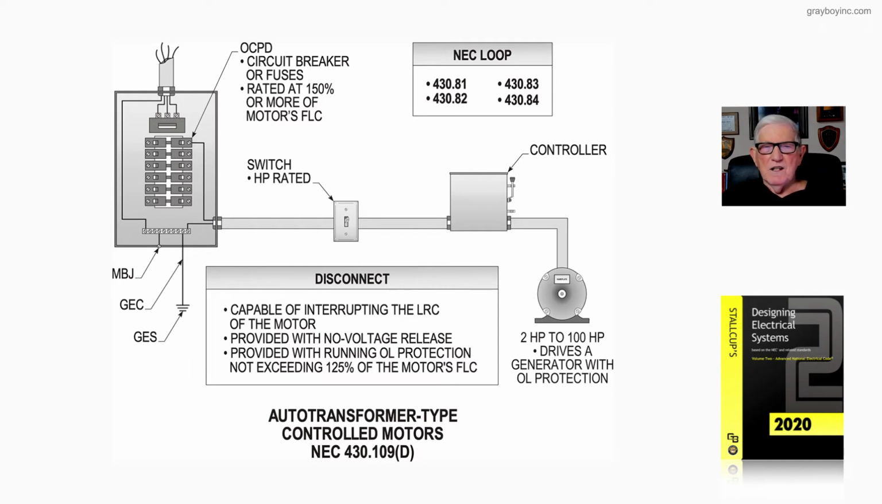Now, the disconnect, what we're looking at here, has to be capable of interrupting the locked rotor current of the motor, as well as the running current. Provided with no voltage release, it would be provided with running overload protection, not exceeding 125% of the motor's full load current, which would be, 430.6(A)(2) says, use the nameplate that is listed on the motor.